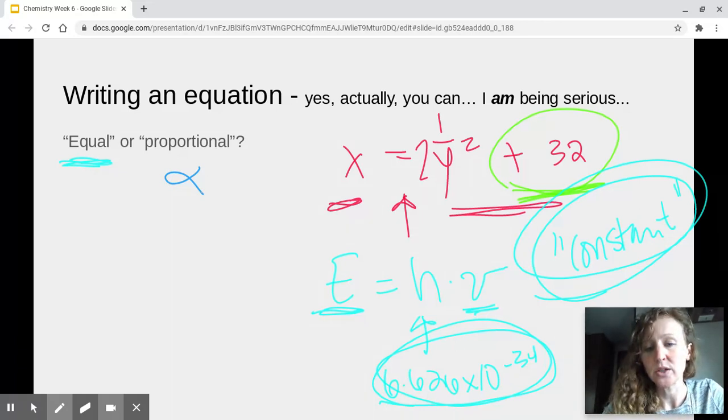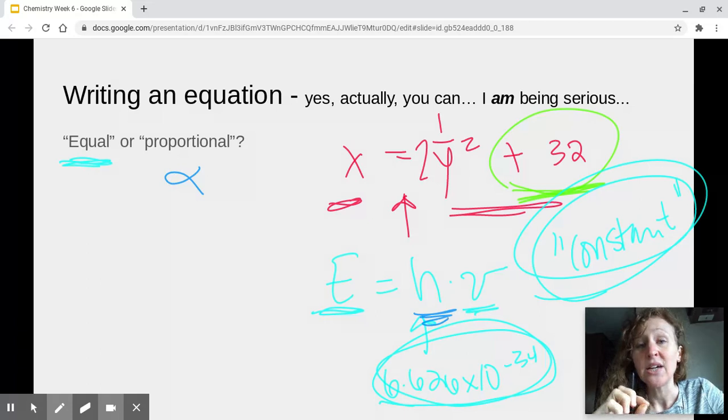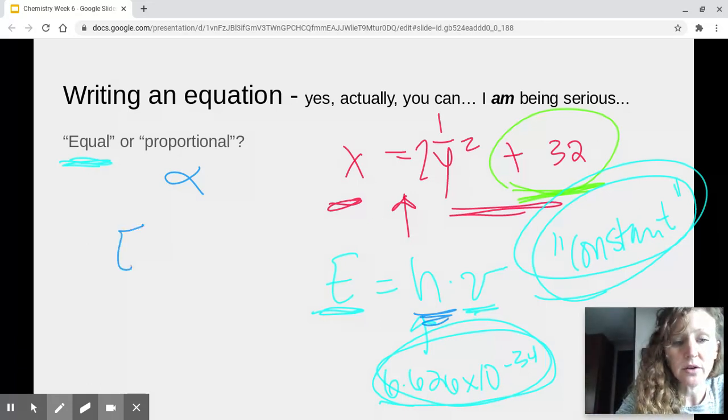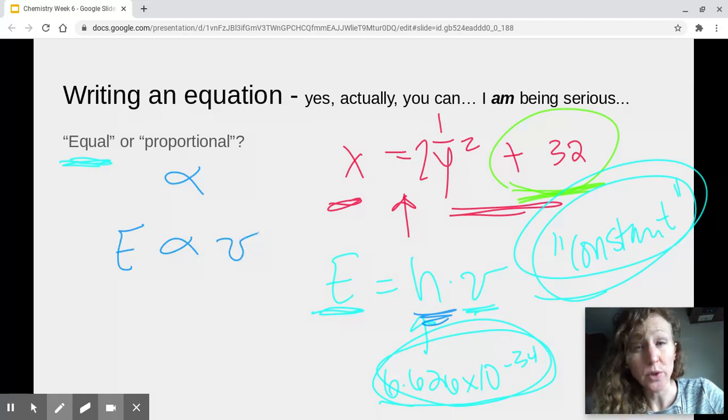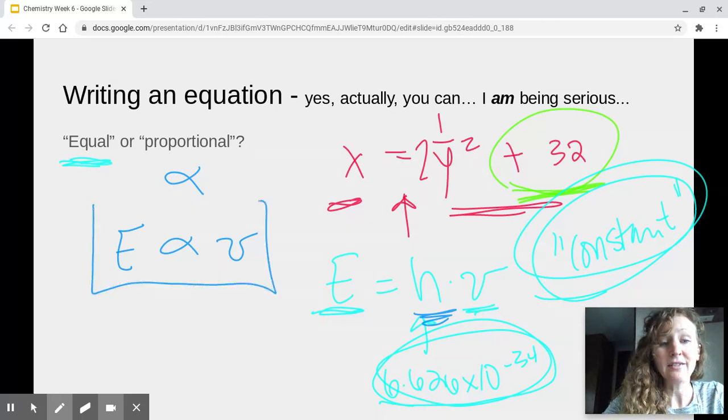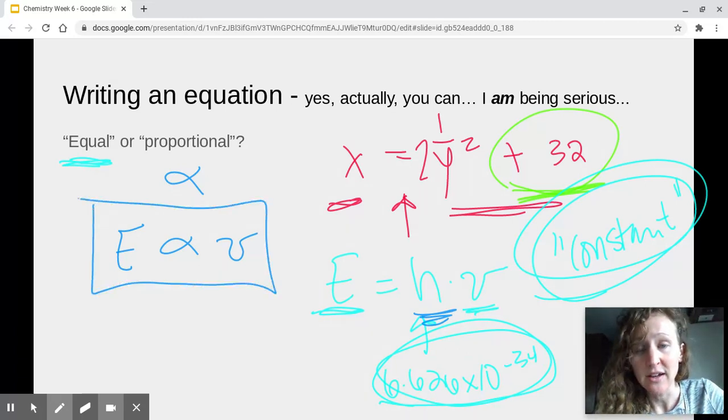So if we didn't want to go calculate out what H is, what that constant is, but we know that energy and frequency are directly proportional to each other. As frequency increases, energy increases. What we could do is write those 2 things on either side of the equation, but use a proportional sign instead of using an equal sign. Now I have that same equation telling me the relationship between energy and frequency.